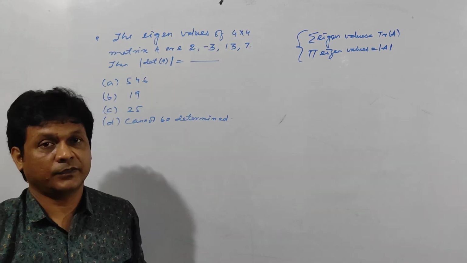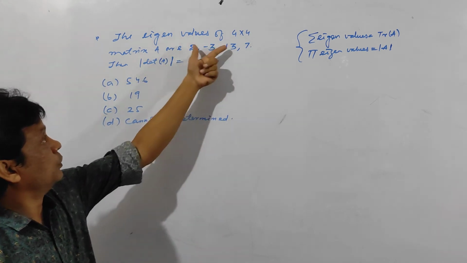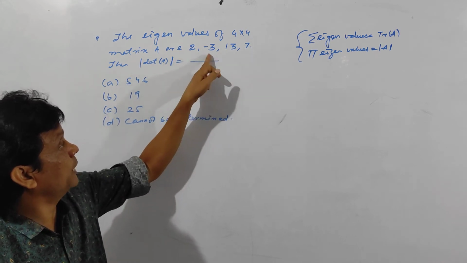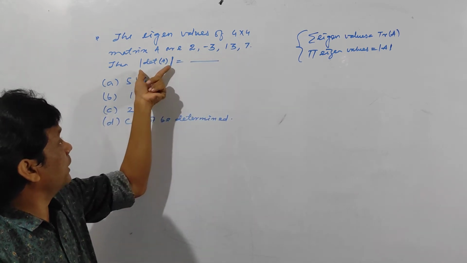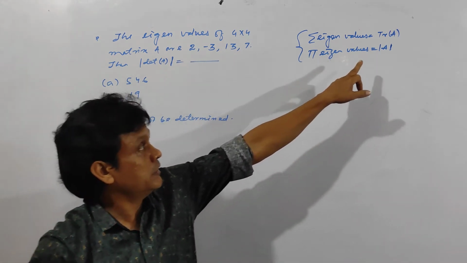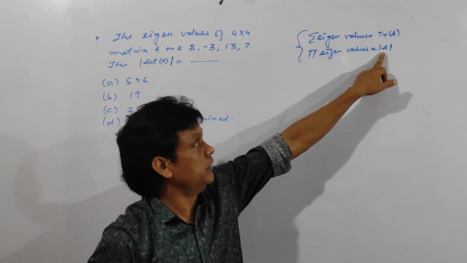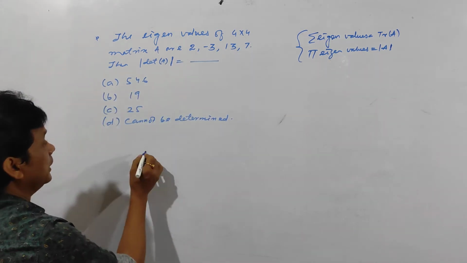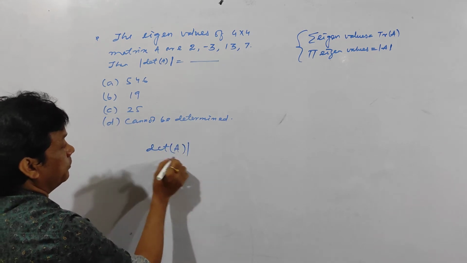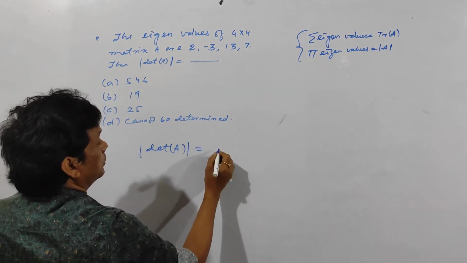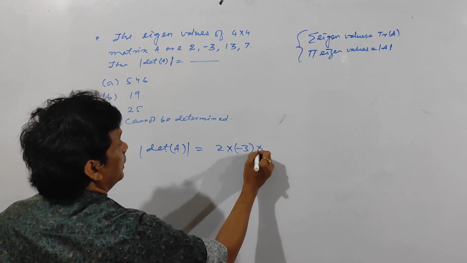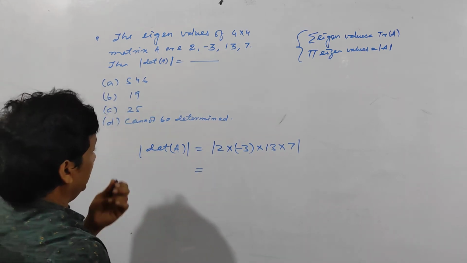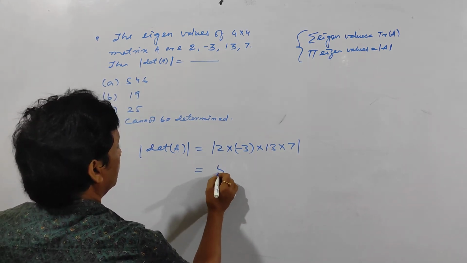Okay. See here this question. A 4 by 4 matrix is given, whose eigenvalues are given: 2, minus 3, 13, 7. And you want to find out the absolute value of the determinant of A. See here, what is your formula, property? Determinant of A is equal to product of the eigenvalues. That means absolute value of determinant of A is equal to, find the product, 2 into minus 3 into 13 into 7, and you should take its absolute value. It will be 546.